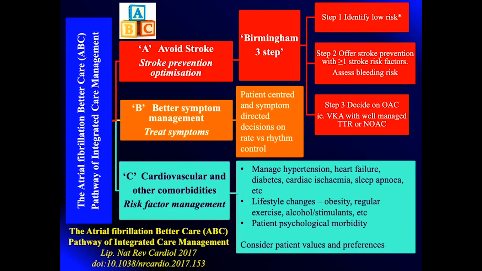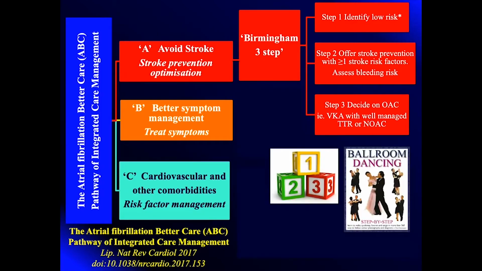That's very challenging, but can I propose that this is as simple as A, B, and C? Well, the ABC pathway, or otherwise the atrial fibrillation better care pathway of integrated care, let me take you through this. What is A? A is avoid stroke, or A is anticoagulation. And that's quite simple because with atrial fibrillation patients, given their high risk of stroke, the default should be to offer stroke prevention unless they are low risk. So the first step is to identify the low risk patients who do not need antithrombotic therapy. Subsequent to that, the next step is to offer stroke prevention to patients with one or more stroke risk factors.